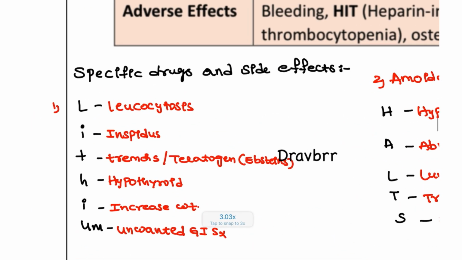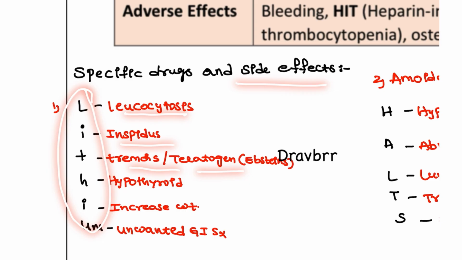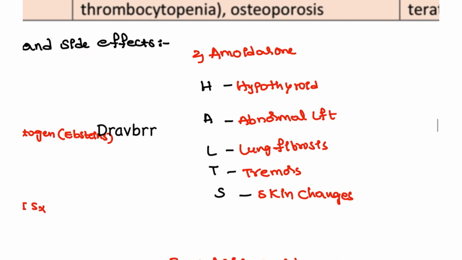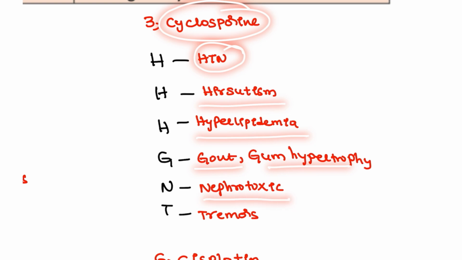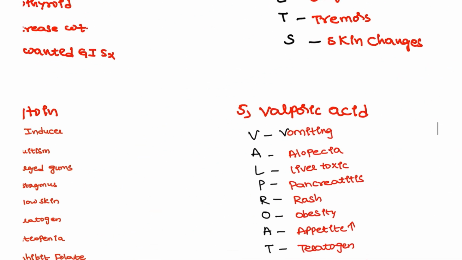Next, some of the drugs and their specific side effects. Here we are discussing lithium. It will cause leukocytosis, diabetes insipidus, tremors and teratogenicity like Ebstein's anomaly, box-shaped heart, hypothyroidism, increased weight and unwanted GI symptoms. Amiodarone will cause thyroid toxicity, abnormal LFTs, lung fibrosis, tremors and skin changes. Cyclosporin can cause hypertension, hirsutism, hyperlipidemia, gout, gum hypertrophy, and also nephrotoxicity and tremors.